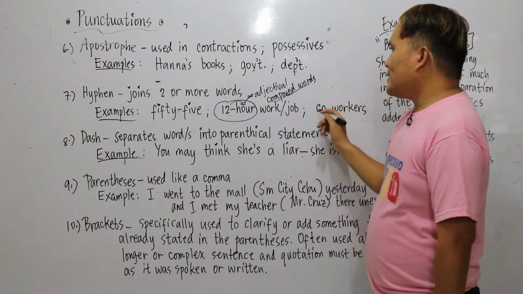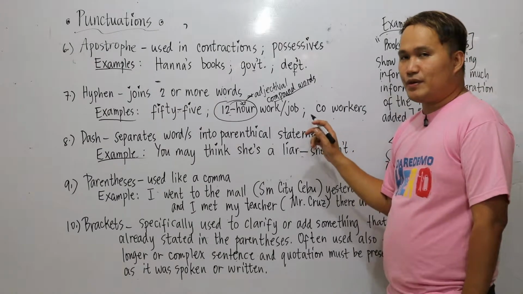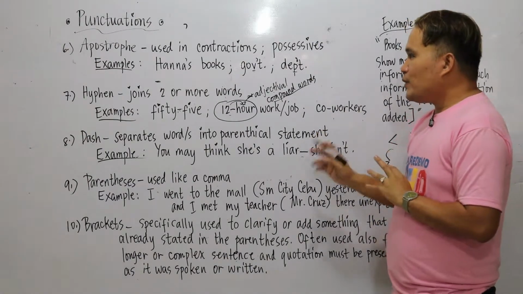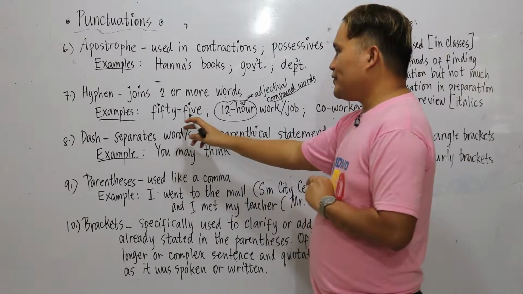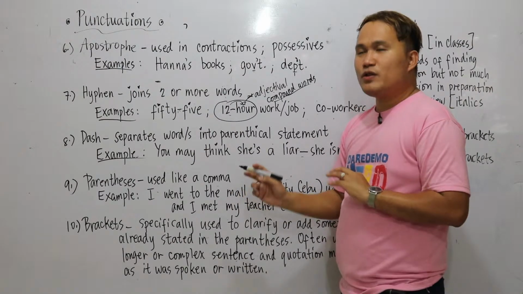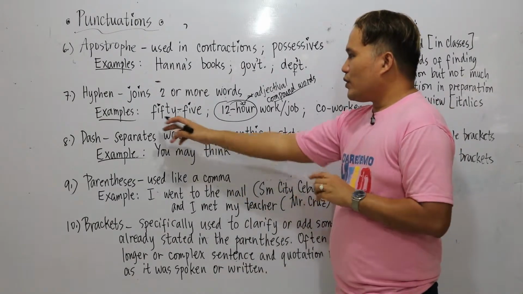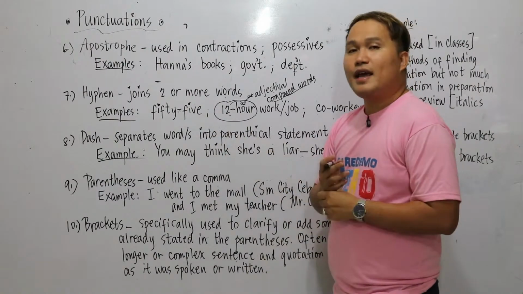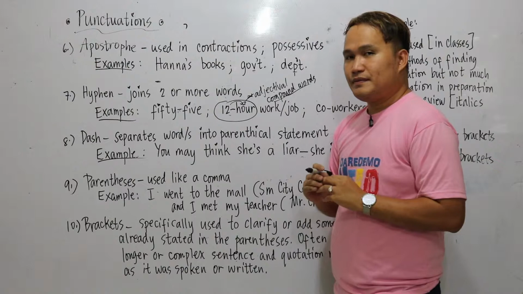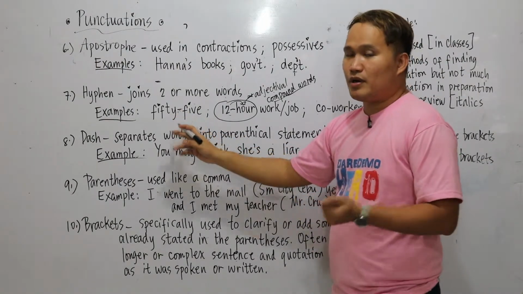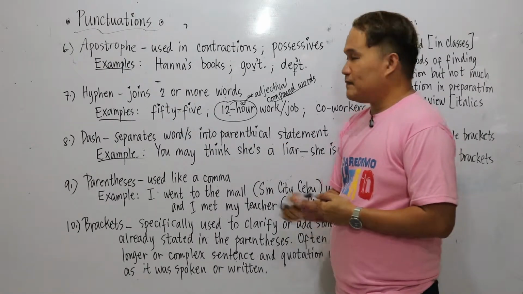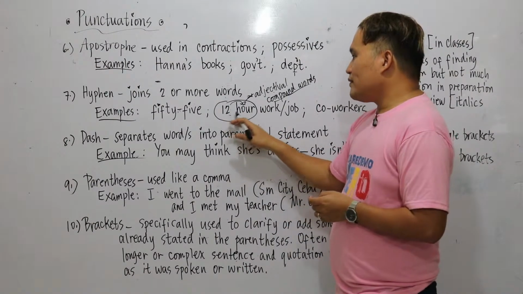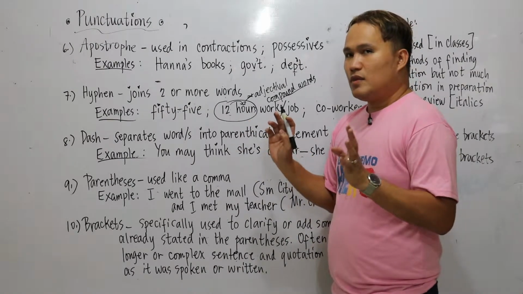And we have the last example here. We have co-workers. Where do we put the hyphen in this word? Anyone? Of course, here. Co-workers. So notice that each example has a hyphen because it joins two or more words. Although there are two words that we can observe, they are separated by a hyphen to come up with one meaning. So 55, we all know 55 is a number. So this is how you write the word 55. 12-hour work. So you don't say 12. If there's no hyphen here, this means it's like 12 and then you have to put S here, because this is not already a compound word.